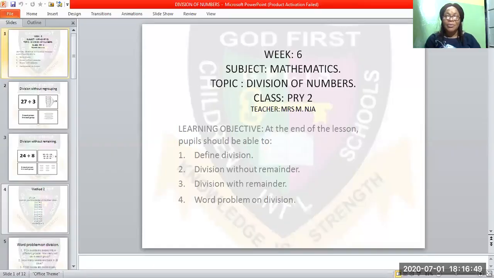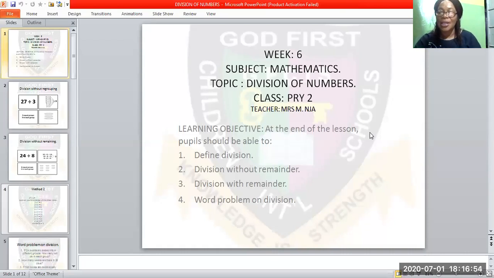Today we are going to look at division of numbers. Division of numbers. Are we together? And we are going to check what we have on the slide. Let's go by the slide. Today we are learning division of numbers.